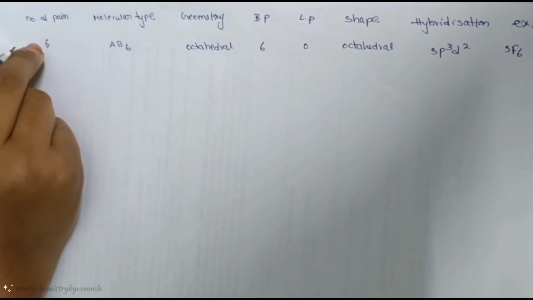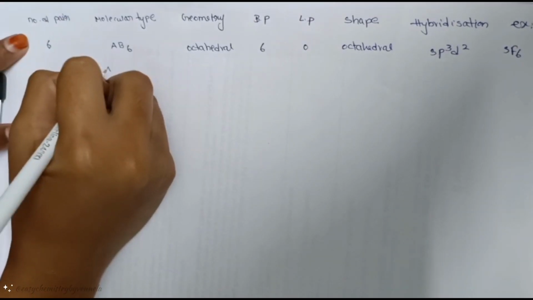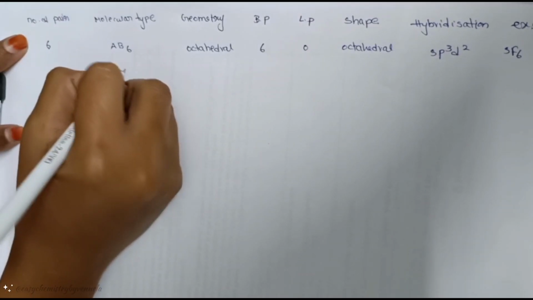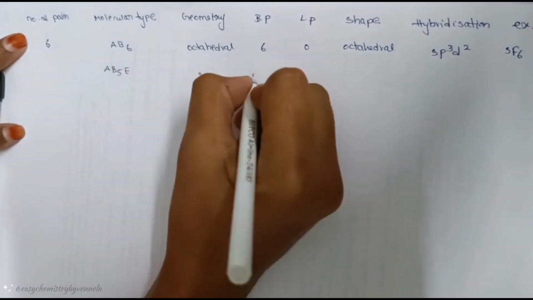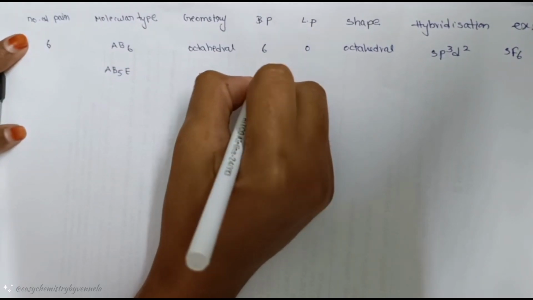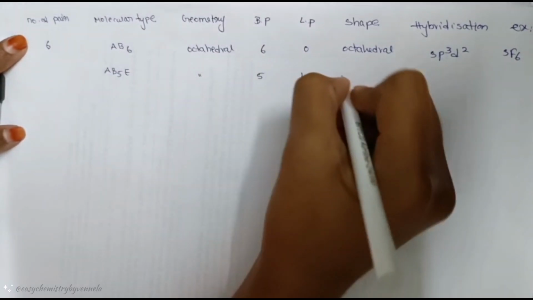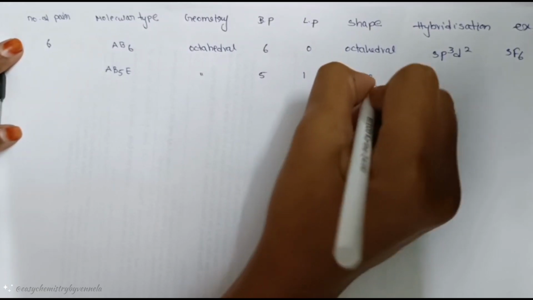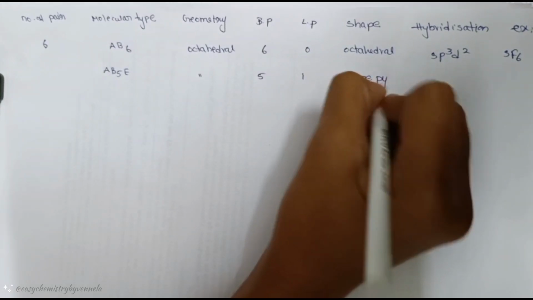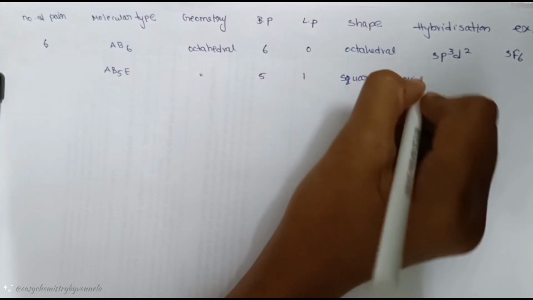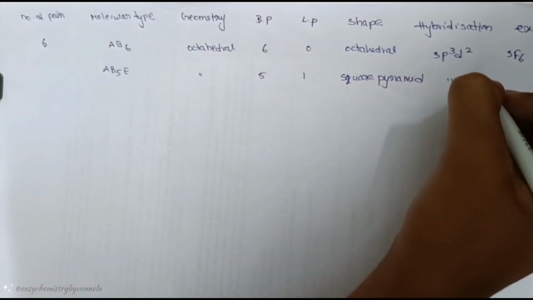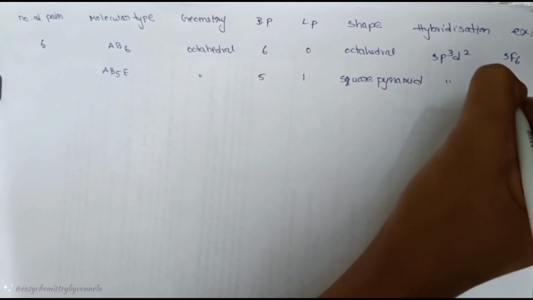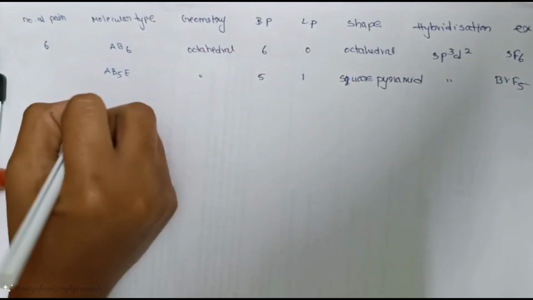If same number of pairs 6, then molecular type is AB5E. Octahedral. Number of bond pairs is 5, lone pairs 1. Then shape it is square pyramid. Same hybridization. Example for this is BrF5.